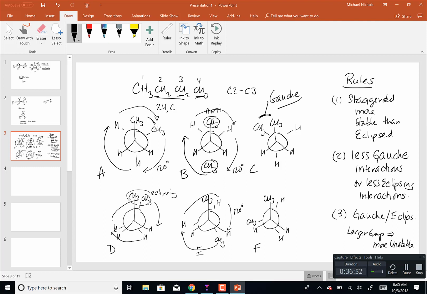Okay, so here's my butane. Looking at it from that perspective, I'm looking down the carbon-carbon bond. Which one is that? If you're looking at the 2 center ones, I'm looking at the 2 center ones right here. Are they staggered or eclipsed?